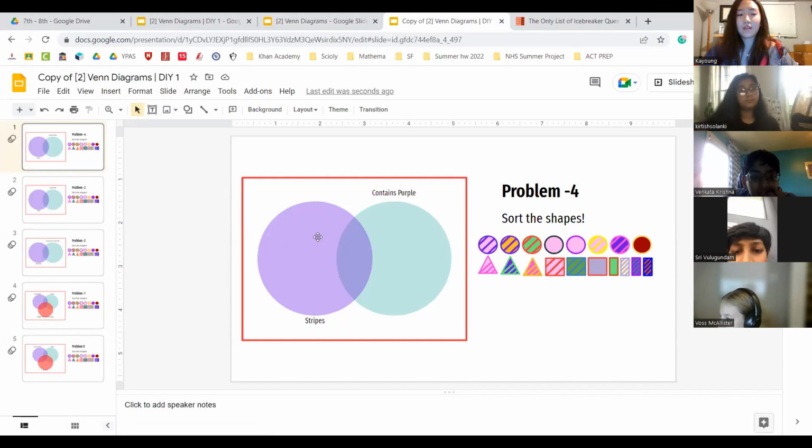So sort the shapes. Okay, pretty simple. One side is shapes with stripes. The other is shapes that contain purple. So for example, this first circle is purple and it has stripes, so it goes in the middle.